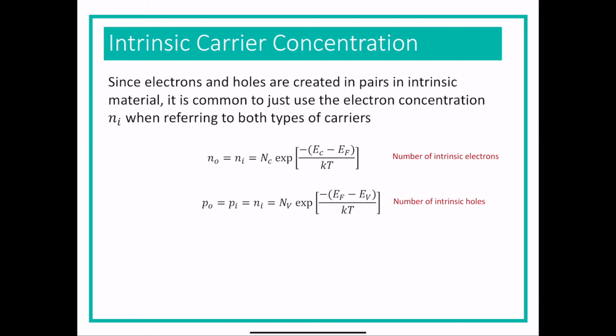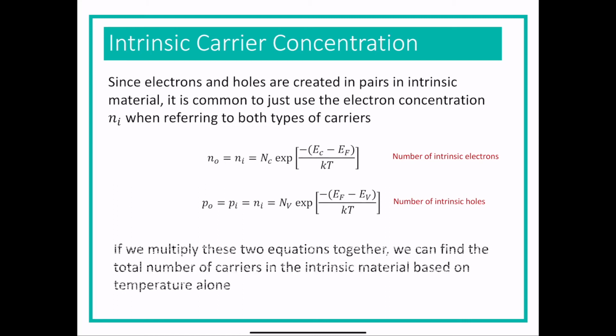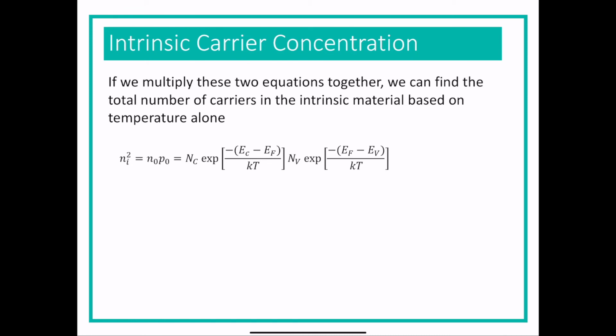based on just temperature. So since you're going to have to multiply the two together to get the total, we can actually multiply these two together. And what we end up with is Ni squared, which is just the number of electrons times the number of holes, which means we can take those two equations that we had and just slap them together. And remember, when you put exponential functions together, that means you're adding together everything inside the parentheses.